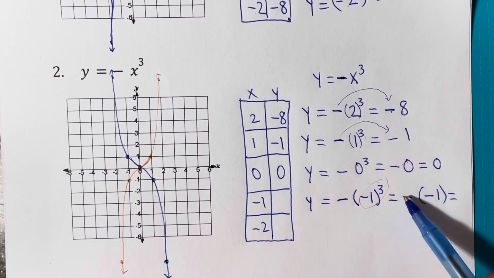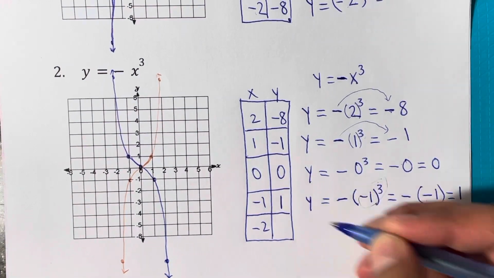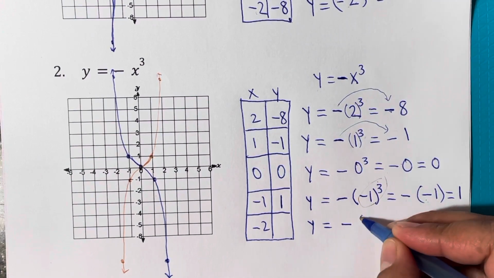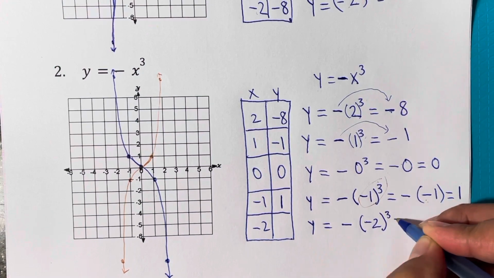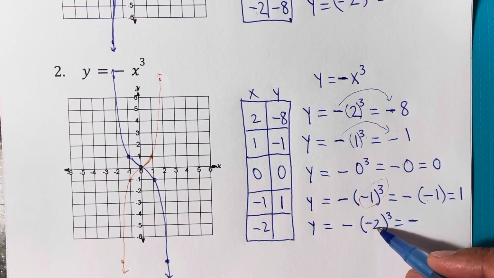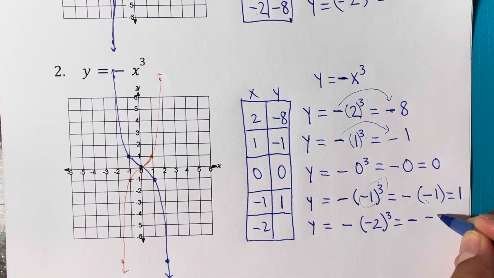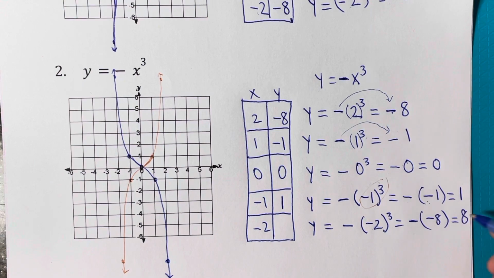And now you're able to multiply. Negative times negative is positive 1. Y is equals to, bring over the negative. Then put between parentheses negative 2 cubed. Bring over the negative. Negative 2 times negative 2 is positive 4. Times negative 2 is negative 8. We multiply the signs. Negative times negative is positive 8.